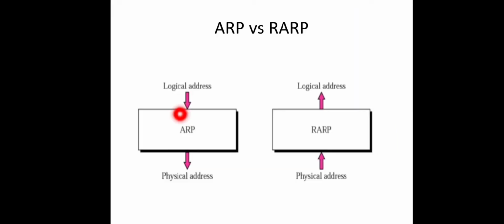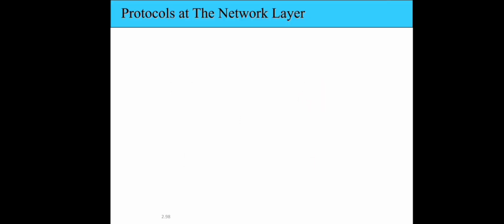If we compare ARP and RARP, in case of ARP, given the logical address, it will provide the physical address. Right? In RARP, given the physical address, it will provide the logical address. Two more protocols are there: one is ICMP and another one is IGMP.